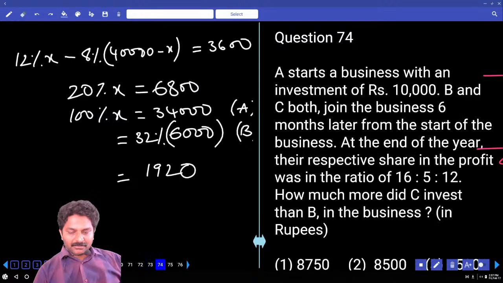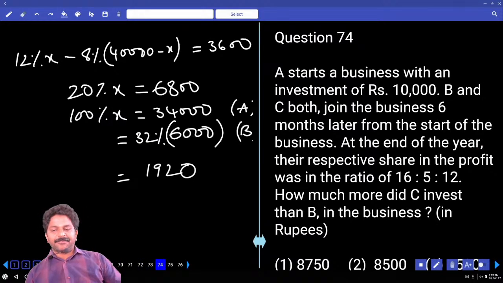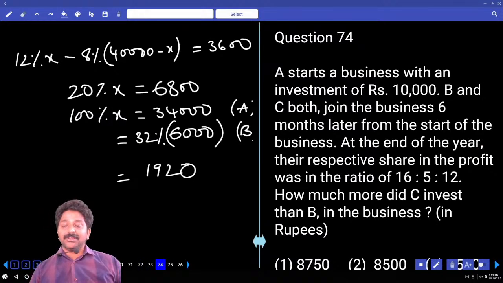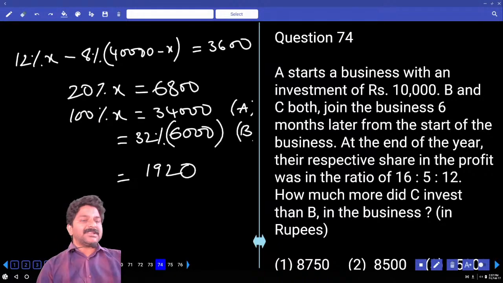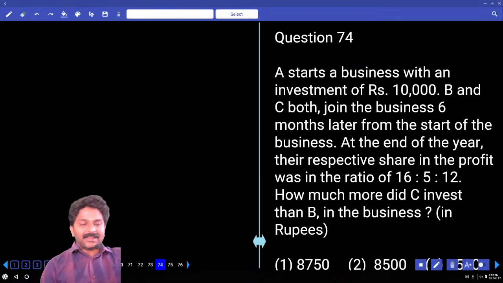74. A starts a business with an investment of 10,000. B, C both join the business 6 months later from the start of the business. At the end of the year, respective share in the profit was 16 is to 5 is to 12. How much more did C invest than B? That means difference between B and C's investment. That's what we were asked to calculate.